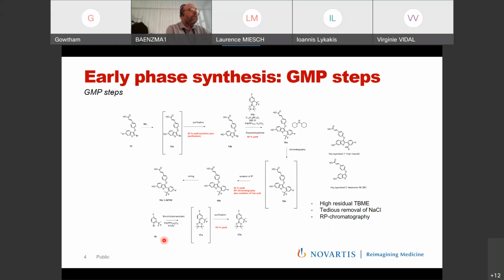The side chain here, we started from this bromo aromatic, in a Miyaura coupling with bis(pinacolato)diboron, palladium bis(triphenylphosphine) dichloride, potassium acetate, and then this was actually purified by column chromatography at an early stage.